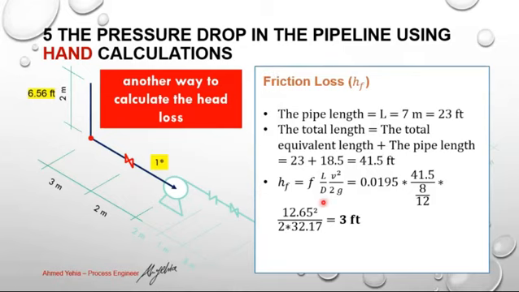Then, from the same equation of the friction loss, we have here 7 meters, equal to 23 foot, and we add the equivalent length of the fittings, which was 18.5. Then the total pipe length is 41.5. When we use this value in the friction loss equation, the result is 3 foot.